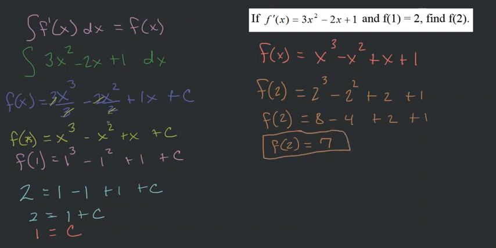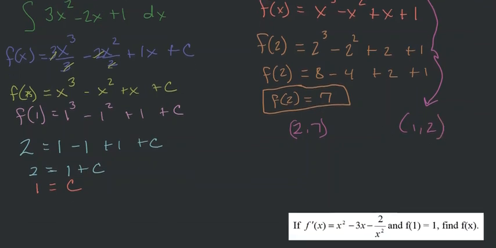Something that might be helpful to consider, just as a side note here, if it helps you: recognize that f of 2 equals 7 is actually the same as saying we have an ordered pair (2, 7). And if it helps you to think of this piece, this is actually just an ordered pair of 1, 2. Those are the x's and the y's.